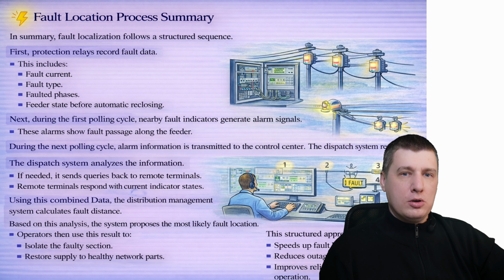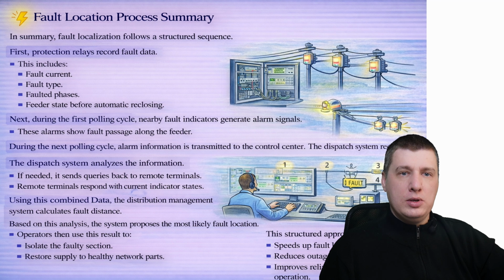In summary, fault location follows a structured sequence. First, protection relays record fault data. These include fault current, fault type, phase, and feeder state before automatic reclosing. Next, during the first polling cycle, nearby fault indicators generate alarm signals. Those alarms show fault passage along the feeder.